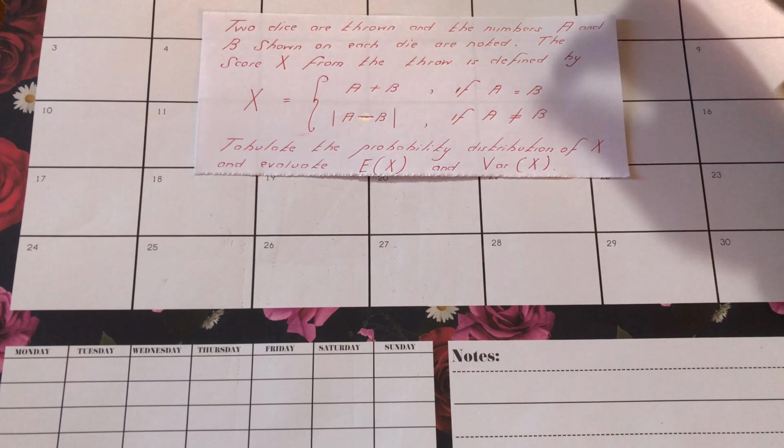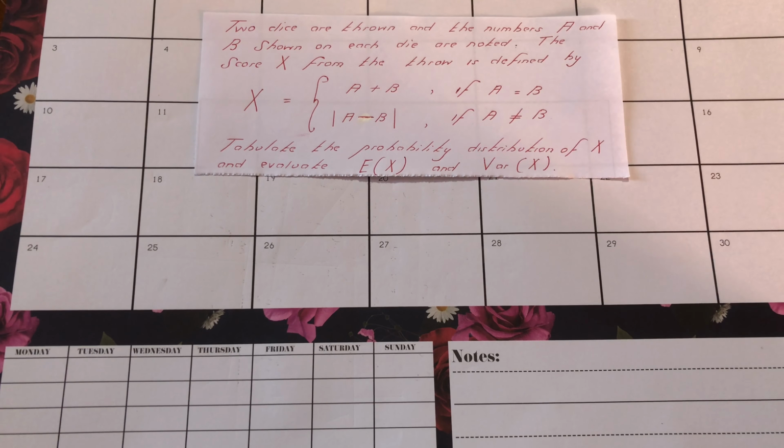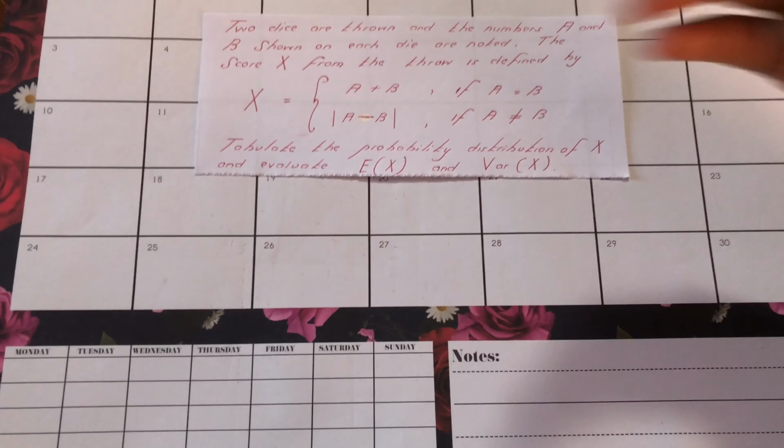The first thing we're going to do is to draw the probability distribution table. Now, for us to be able to draw the probability distribution table, we need to have the values of X and its corresponding probabilities. We do not have these values right now. So how are we going to find these values? We are going to do a possibility diagram or a probability diagram, which is similar to a Cartesian plane.